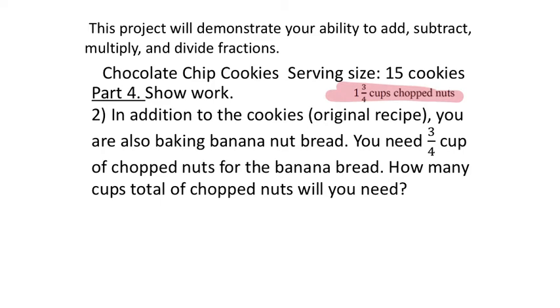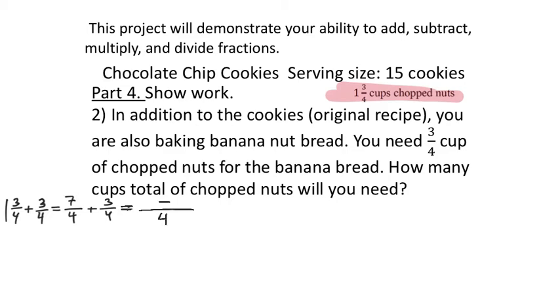So we're going to take that 1 3/4 cups of chopped nuts. Let's write that in, 1 3/4, and we need to add it to the 3/4 cups of chopped nuts for the banana nut bread. We've already changed 1 3/4 into an improper fraction, so I'm not going to show the work for that, but it would be 7/4, and we would add the 3/4 to that. This is great because the denominators already match. So I'm going to show this in fourths.